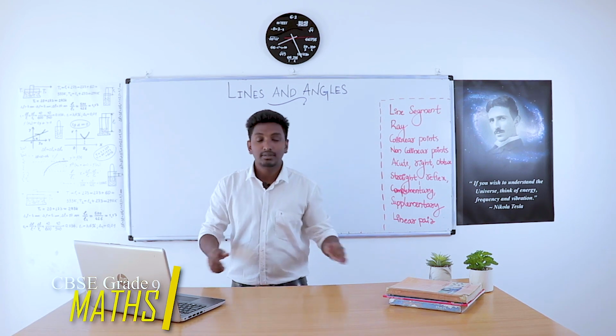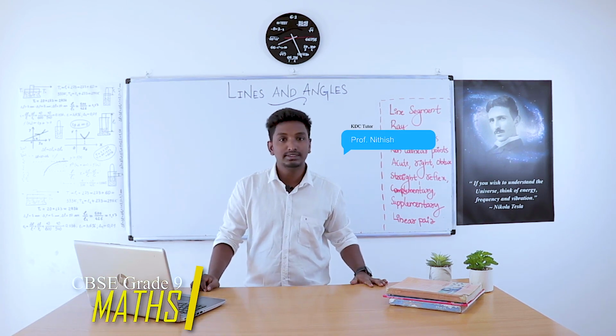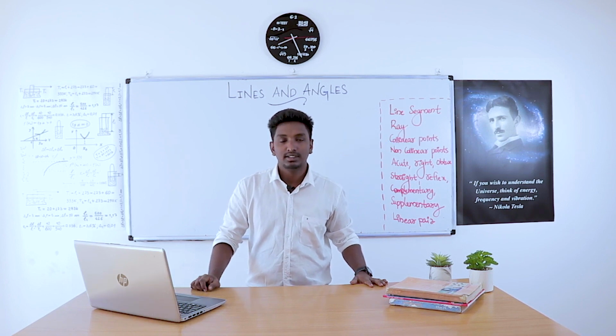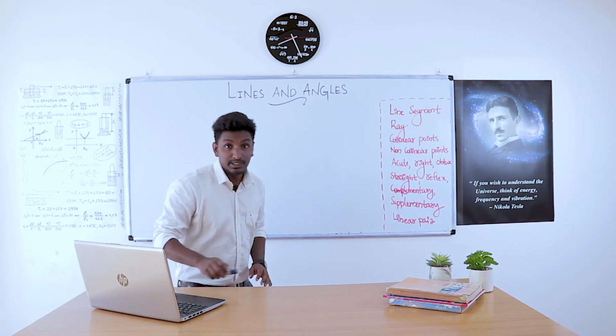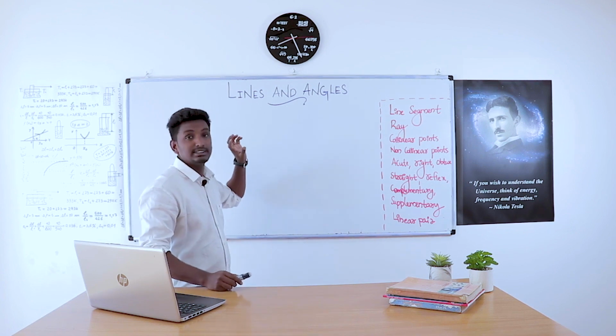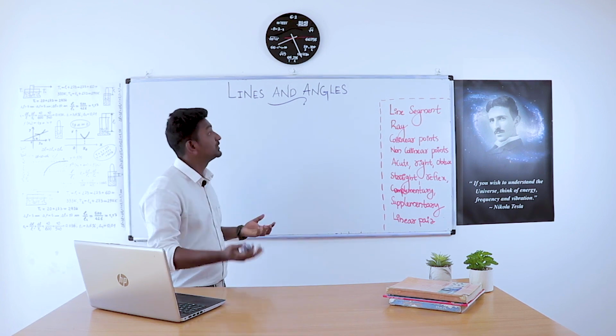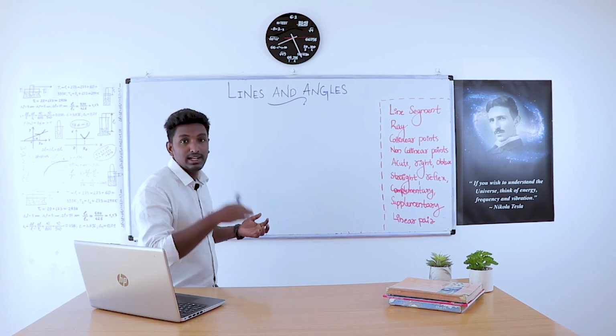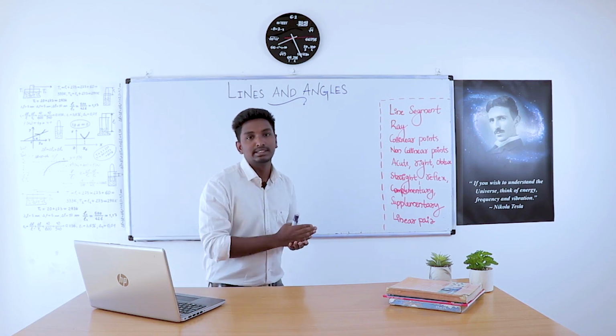Welcome to the section of Grade 9 CBSE Maths class. Today we are looking at chapter number 6, Lines and Angles. Basically in this chapter we are going to discuss the angles made by lines.